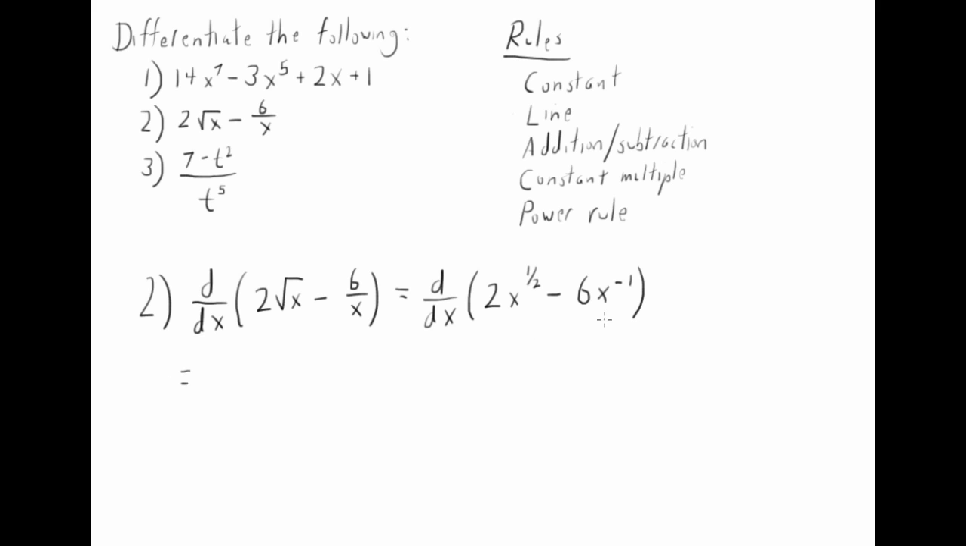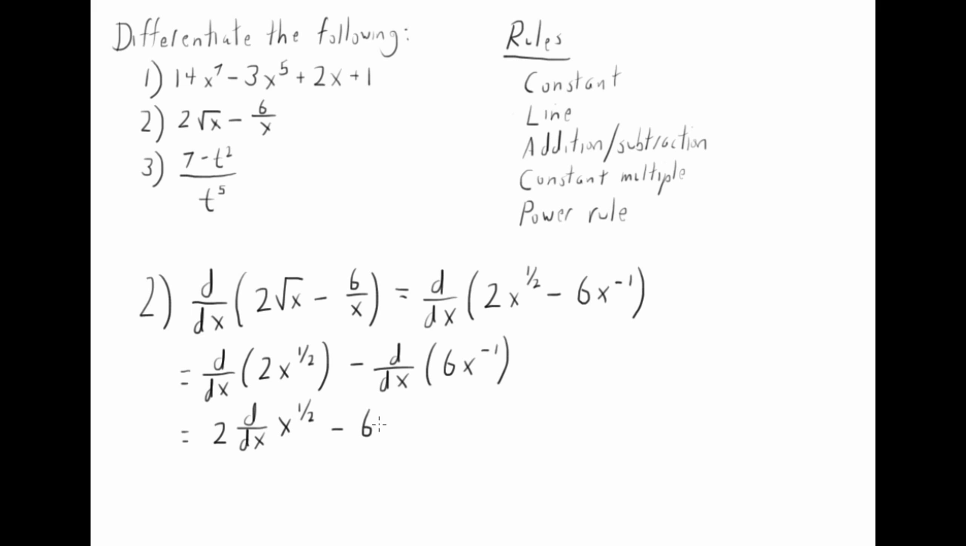All right, I've got subtraction. I can split this up. Take the derivative of 2x to the 1/2 minus the derivative of 6x to the -1. Pull out those multiplicative constants, so 2 d/dx of x to the 1/2 minus 6 d/dx of x to the -1, and it's time to apply the power rule.